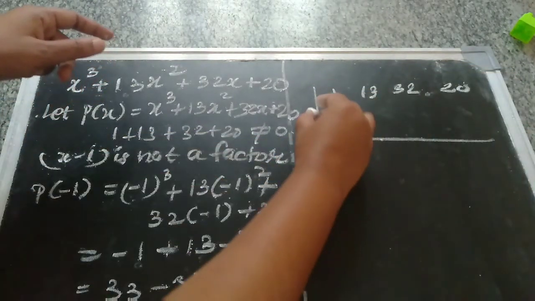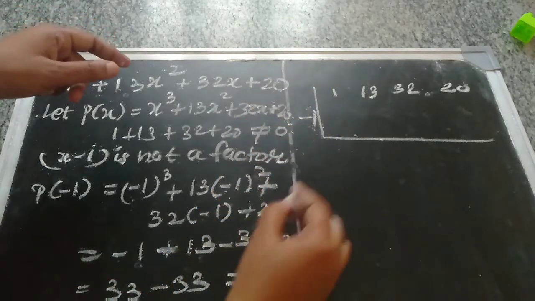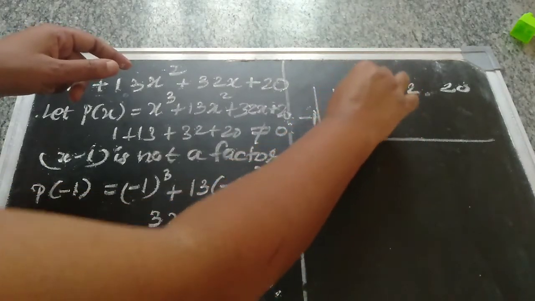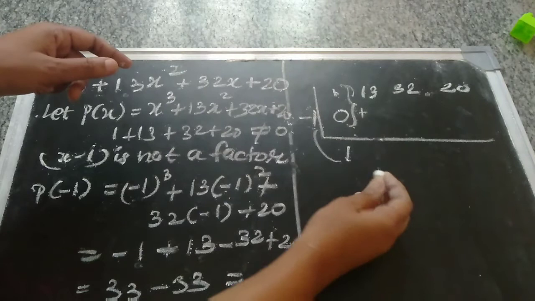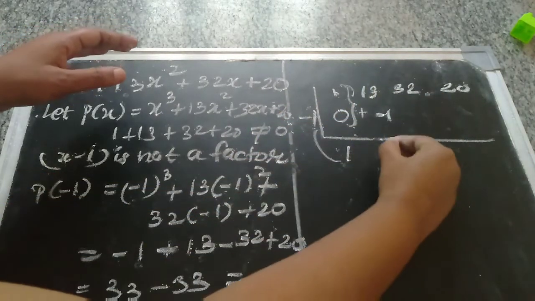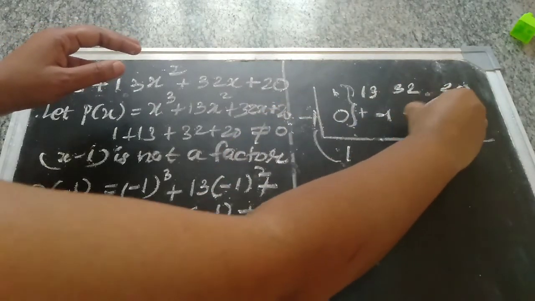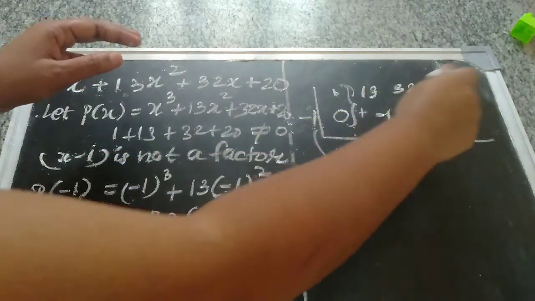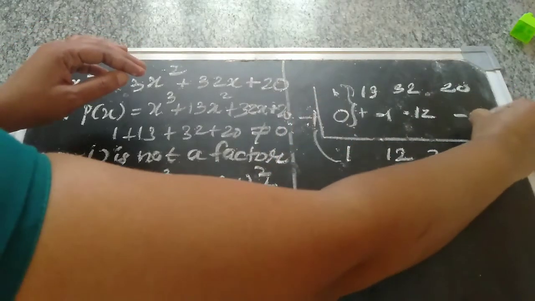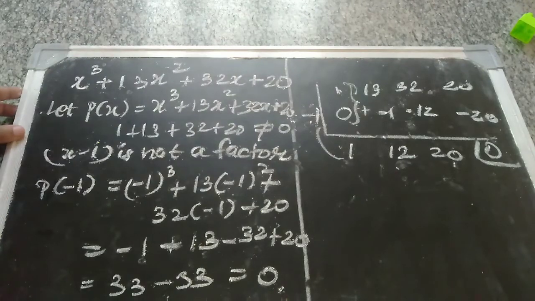Since x plus 1 is a factor, here you are going to use minus 1. What is the first step? Write 0 below the first coefficient and add. Then multiply: 1 into minus 1 is minus 1. So 13 minus 1 is 12. Again 12 into minus 1 is minus 12. 32 minus 12 is 20. 20 into minus 1 is minus 20. 20 minus 20 is 0. This is the addition only.